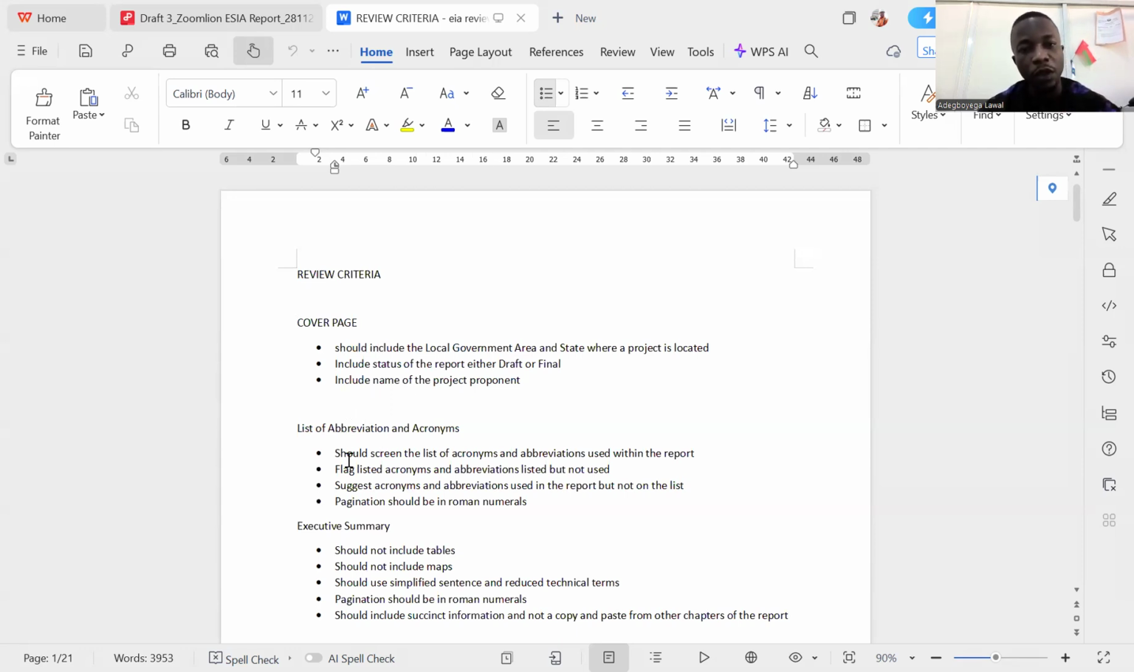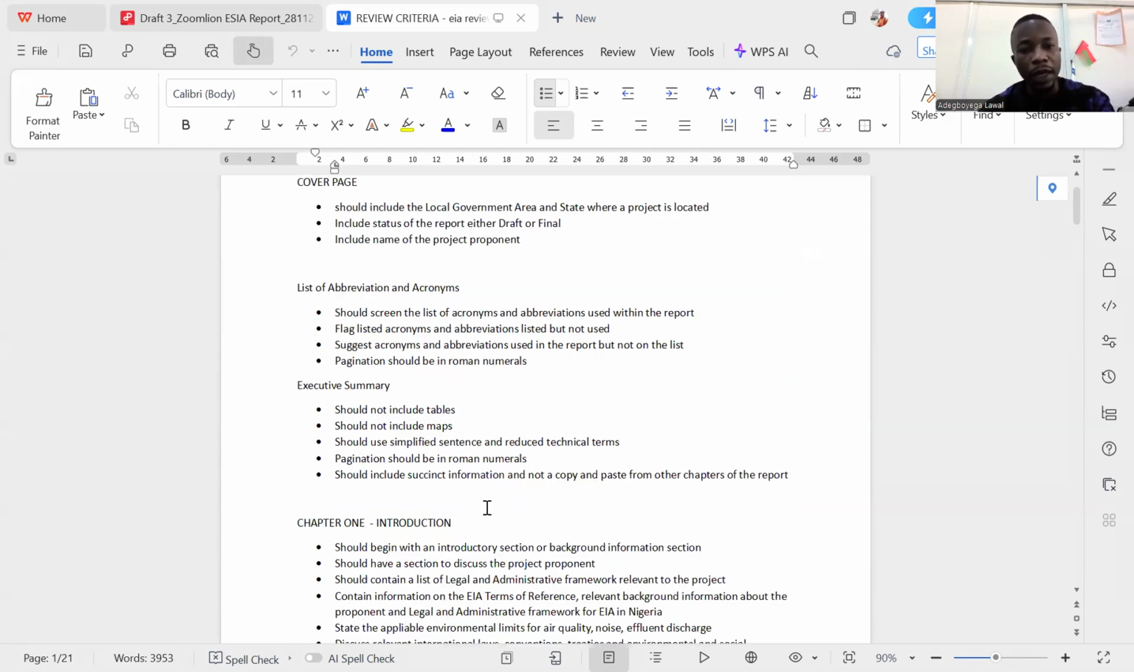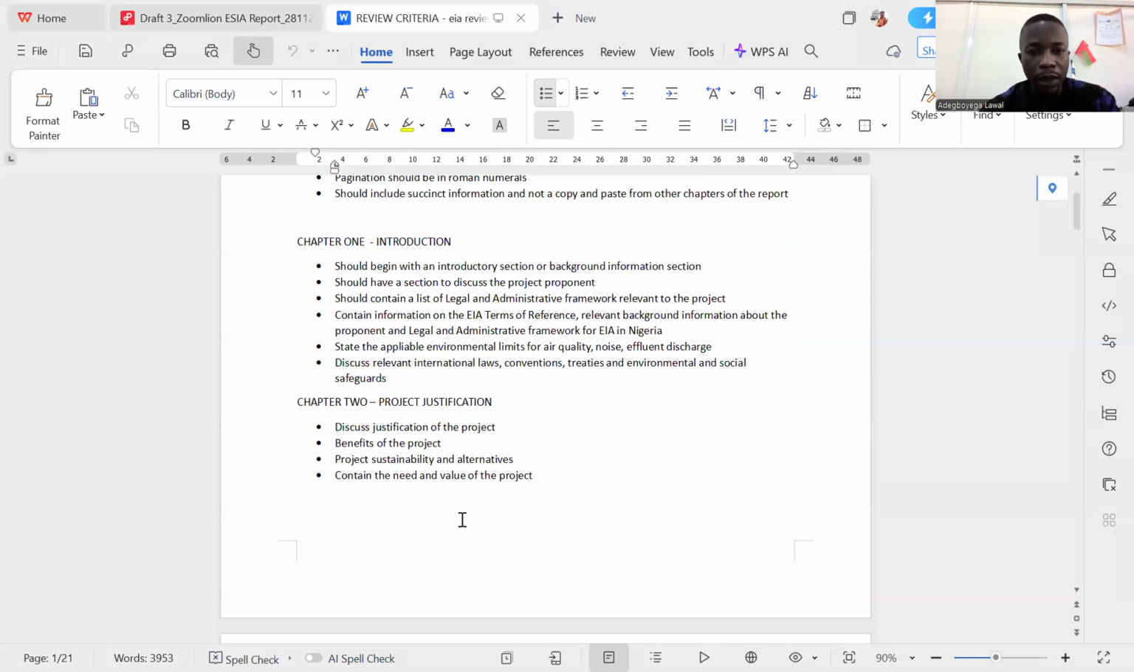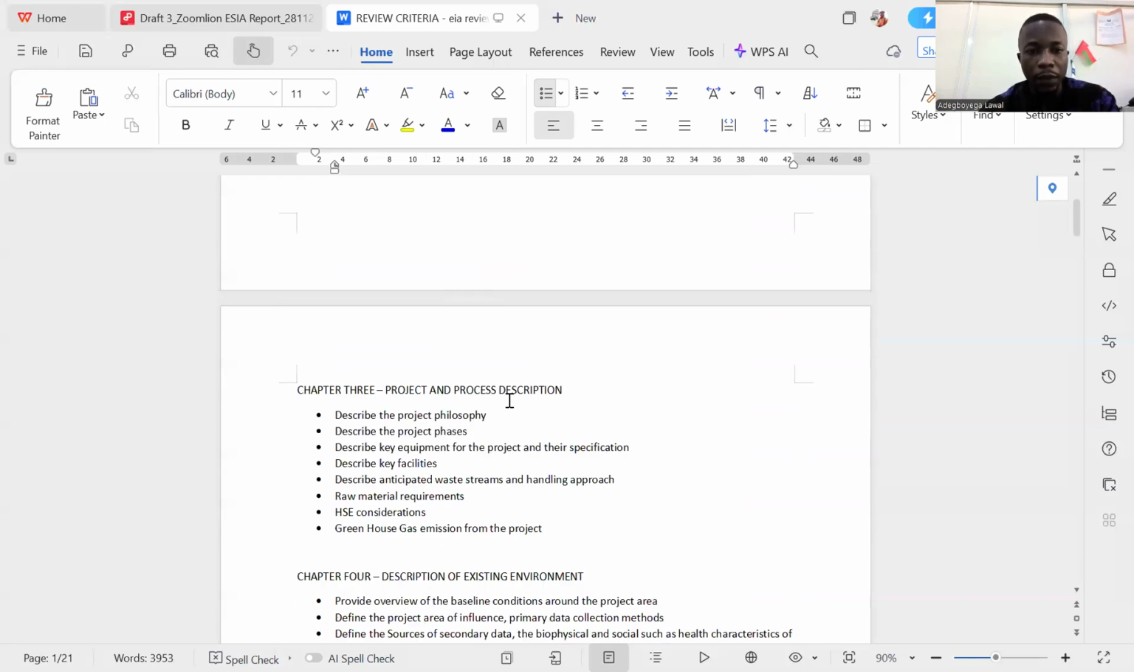Under list of abbreviations, you should screen the list of abbreviations and acronyms used in the report, flag listed acronyms and abbreviations that were listed but not used, and suggest acronyms and abbreviations used in the report but not on the list. Pagination should follow one numeral. The executive summary should not contain tables or maps, and should use simplified language. Introduction should begin with an introductory section and background information. So these are a few of the things we are looking out for based on how well we review our report. You can see the justification for chapter 3.